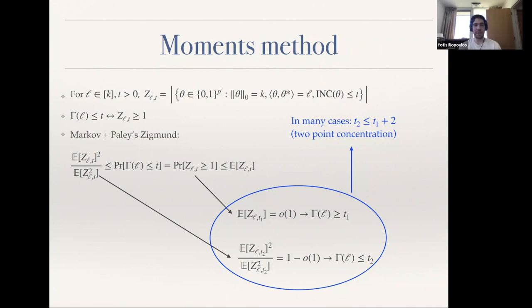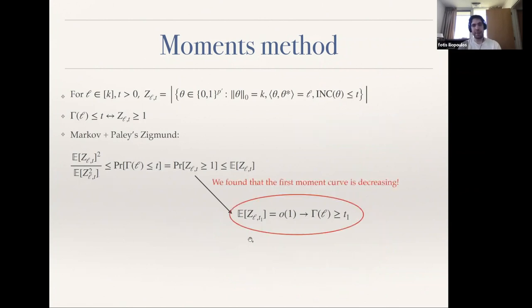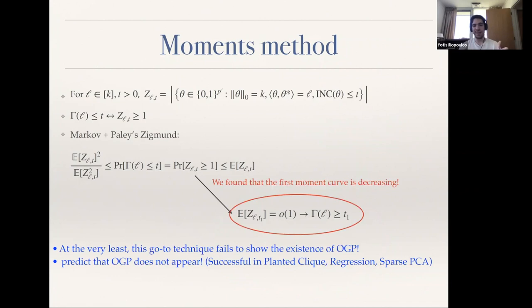So in our investigation with Elias, by the way, all these are typically heavily technical, and the second moment method especially. But in our case, even the first moment method was heavily technical to establish. I'll briefly explain why. But what we found with Elias is that the first moment curve is decreasing. This means two things. First of all, at the very least, using this moment method, which is our only tool, there is no way we can use it to show the existence of OGP.